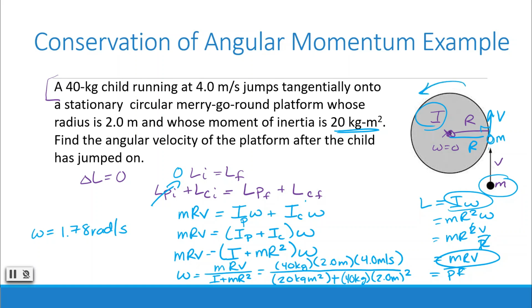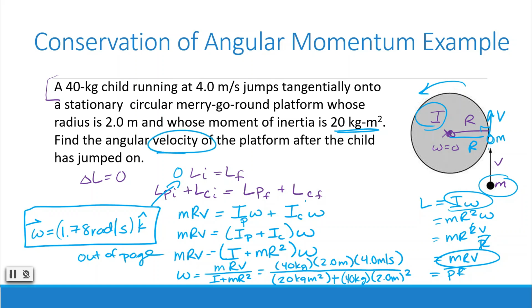Now it wants angular velocity, so I'm going to assume that the collision is going to cause it to rotate in the counterclockwise direction. So my actual angular velocity, using the right hand rule, is going to be coming up out of the page, so that is in the k hat direction. If it asks for angular speed, I would just have 1.78 radians per second. You could also say out of the page, instead of using the unit vector. But if it asks for velocity, it needs both a magnitude and a direction.